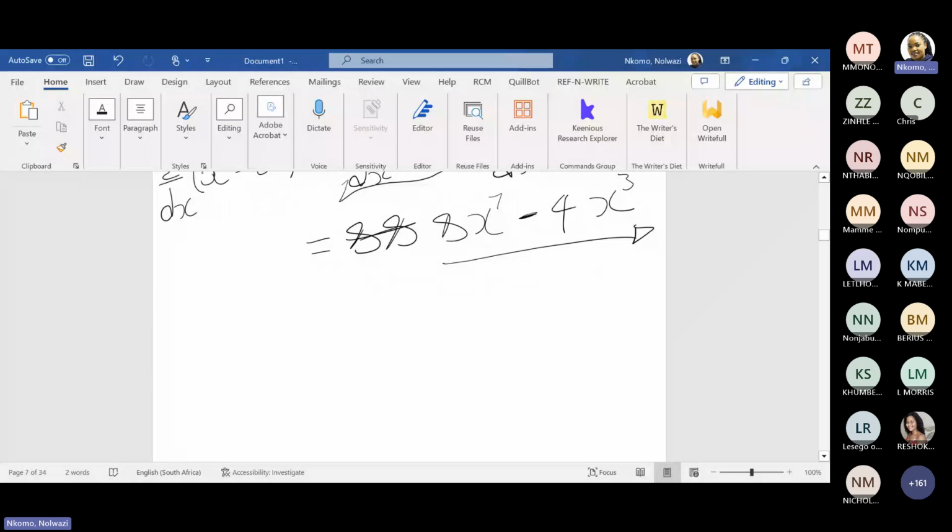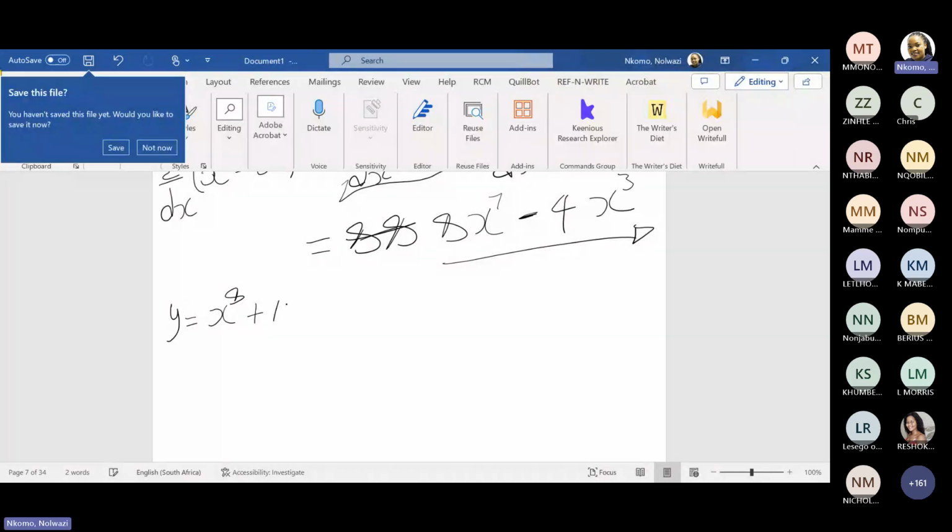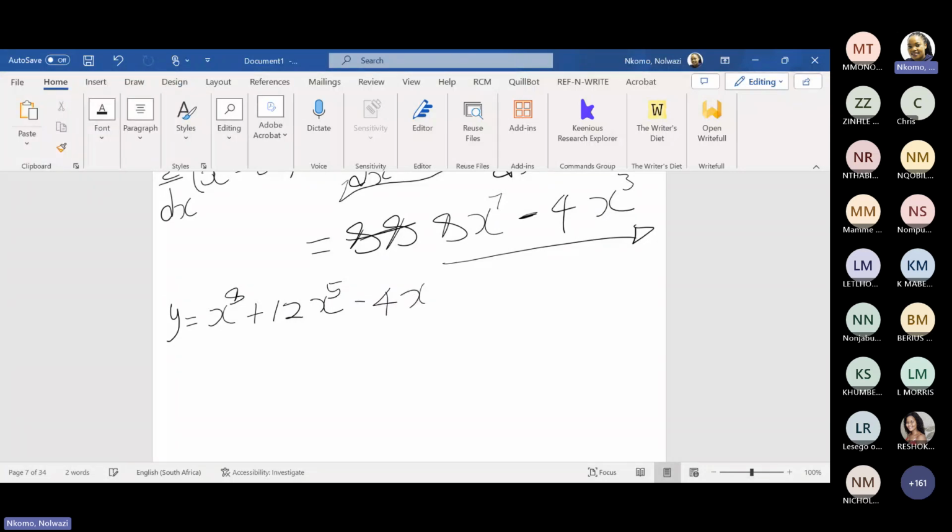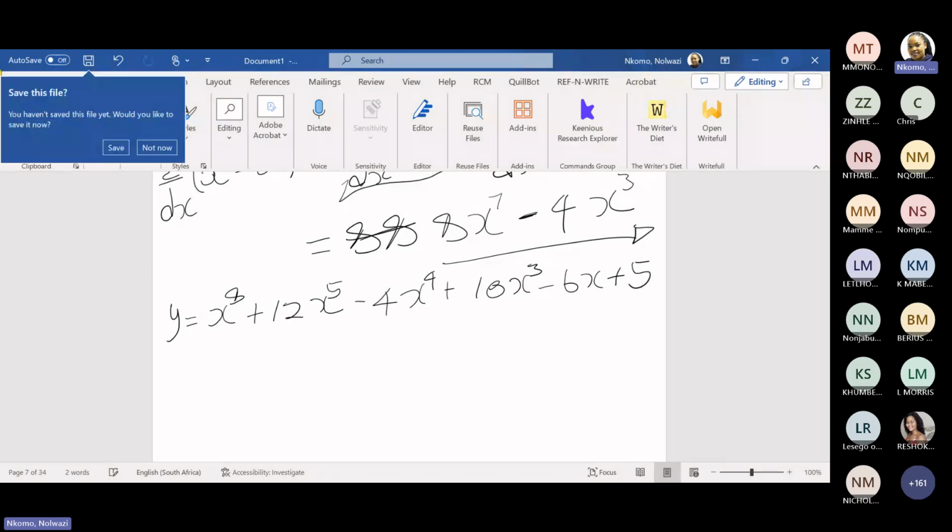Okay, let's do an example where we'll have to apply all the 5 rules that we've been doing. Suppose you are asked to find the derivative of this function: y equals x to the power 8 plus 12x to the power 5 minus 4x to the power 4 plus 10x to the power 3 minus 6x plus 5.